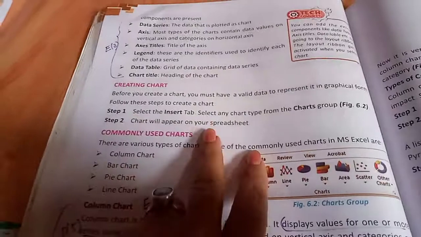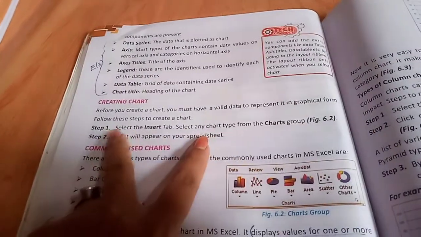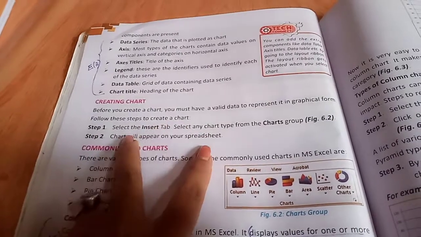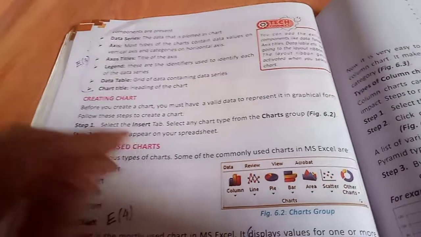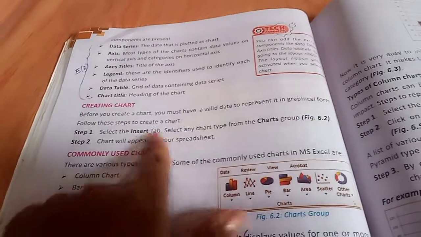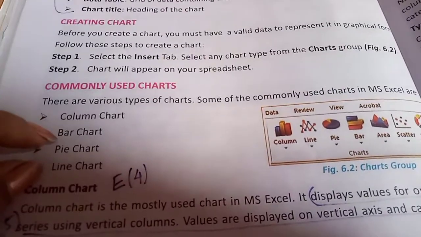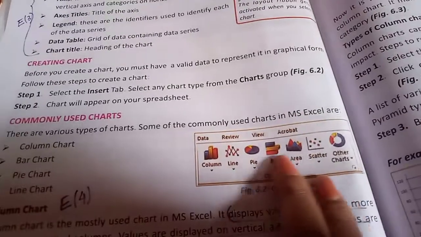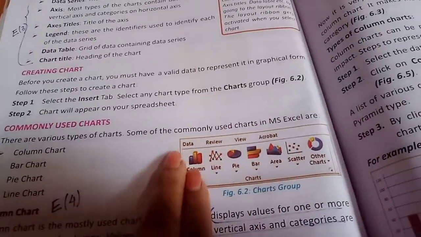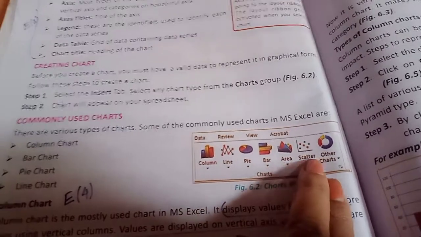Before you create a chart, you must have valid data to represent in graphical form. To create any chart, select the Insert tab, then the Charts group. Commonly used charts are column chart, bar, pie and line. All of these will be available in your window. Column, line, pie, bar, area, scatter.